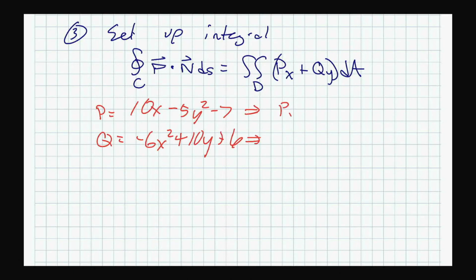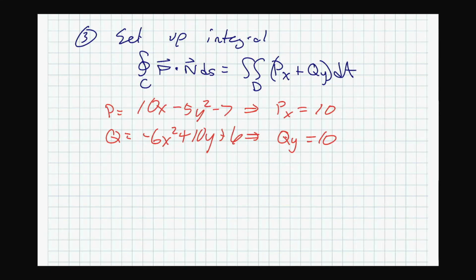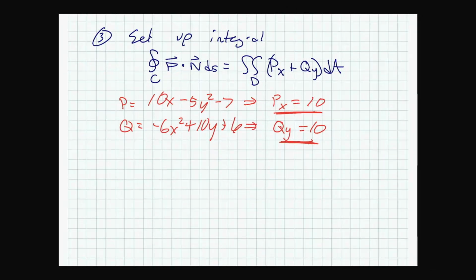We need Px, which is going to be 10. We need Qy, so partial of this with respect to y, that's just going to be also 10, right? Well, that's easy. They make it look more complicated than it is because when you take those partial derivatives, stuff drops off. So you find your Px and your Qy.